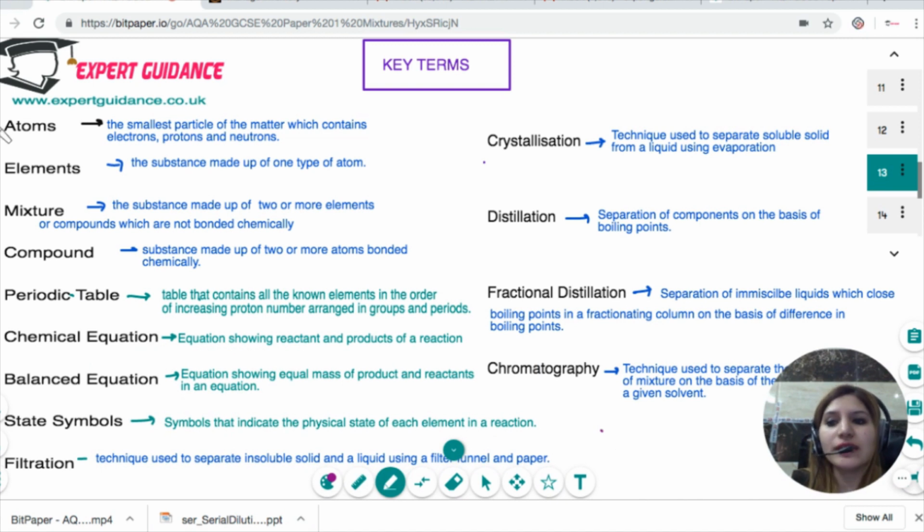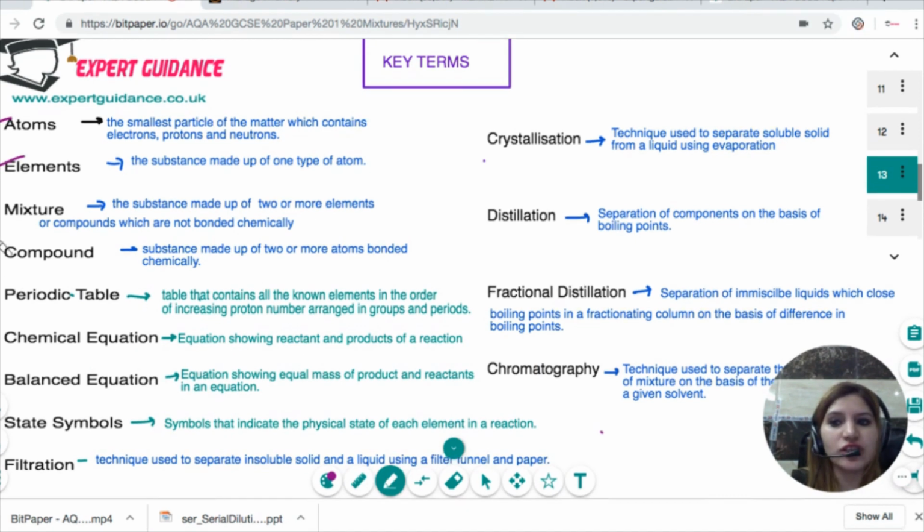We talked about atoms, elements, mixtures, compounds, periodic table, chemical equations, balanced equations, state symbols, filtration, crystallization, distillation, fractional distillation, and chromatography. What are atoms? Atoms are the smallest particles of matter which contain electrons, protons, and neutrons. Elements are substances made up of only one type of atom. Mixtures are substances made up of 2 or more compounds which are not bonded chemically.